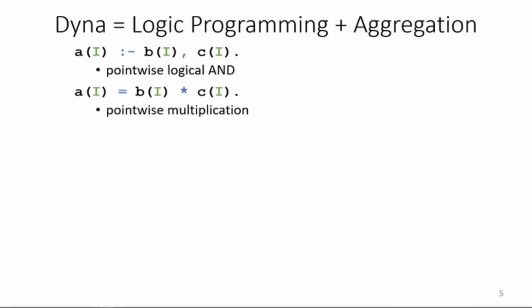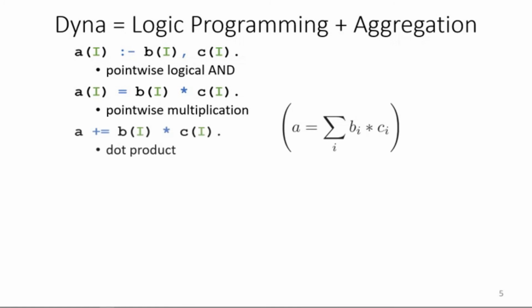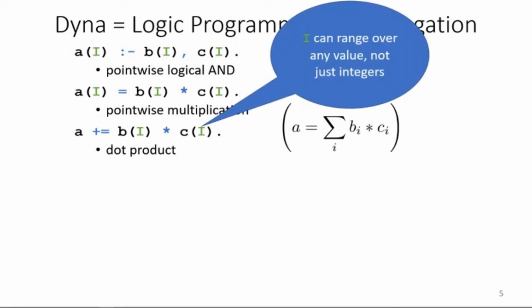Now we might instead want to write a pointwise multiplication, where it requires that both B(I) and C(I) return a value that can be assigned to another weight for the expression A(I). If we remove I from the head of this expression and replace it with the equals with the sum aggregator, we now have a dot product, where for every value of I, we are multiplying B(I) and C(I) together and summing the result. Further note that the value of I is not restricted to be over the integers.